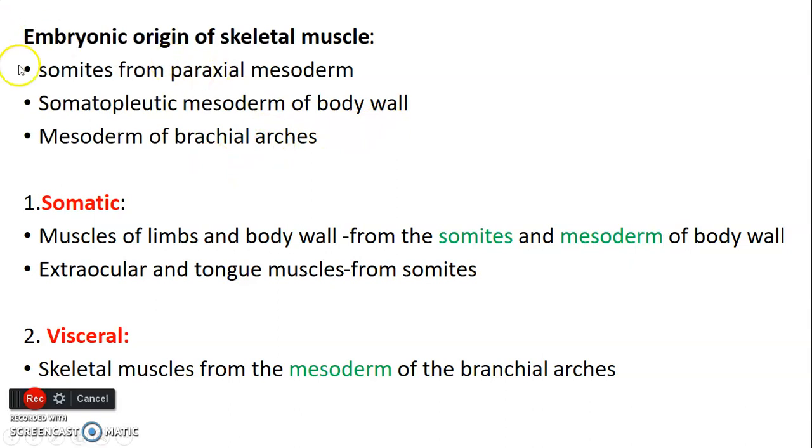So again, the motor nerves are divided into somatic and visceral. So somatic, this is the muscles of limbs and body wall. These originate from the somites and the mesoderm of the body wall. Then we also have extraocular and tongue muscles, which come from somites. So eventually the nerves to the tongue muscles and extraocular muscles will be carrying somatic information. Then we also have motor nerves to some skeletal muscles, but of visceral component, and these are mainly muscles that are originating from the pharyngeal arches, the mesoderm from the branchial arches. So those will be visceral component.